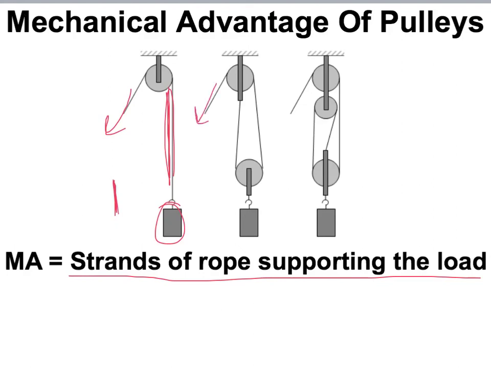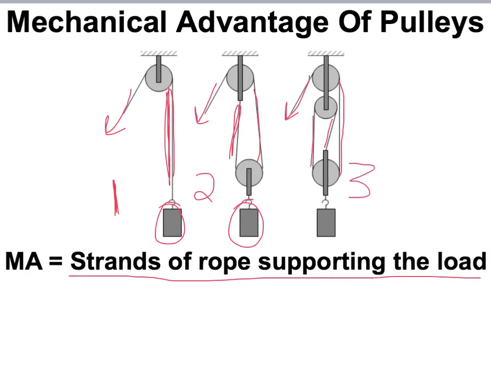Here, this is the one being pulled, so don't count it. This is supporting the load, and this strand is supporting the load. So that mechanical advantage is 2. What that means is it would take half the force to lift this weight. In this case, we've got this string supporting the load, this string supporting the load, and this string supporting the load, giving us a mechanical advantage of 3.